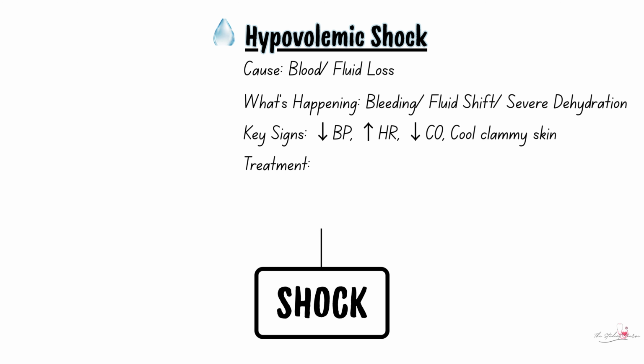Treatment focuses on restoring volume with large-bore IV access, fluids, and/or blood products when indicated. Common blood and fluid used include crystalloids such as normal saline or lactated ringers, colloids such as albumin and blood products such as plasma, packed red blood cells and platelets.